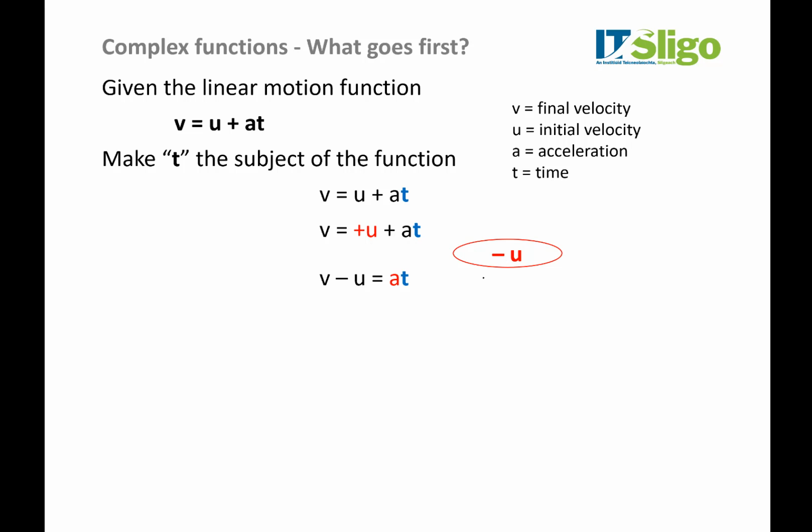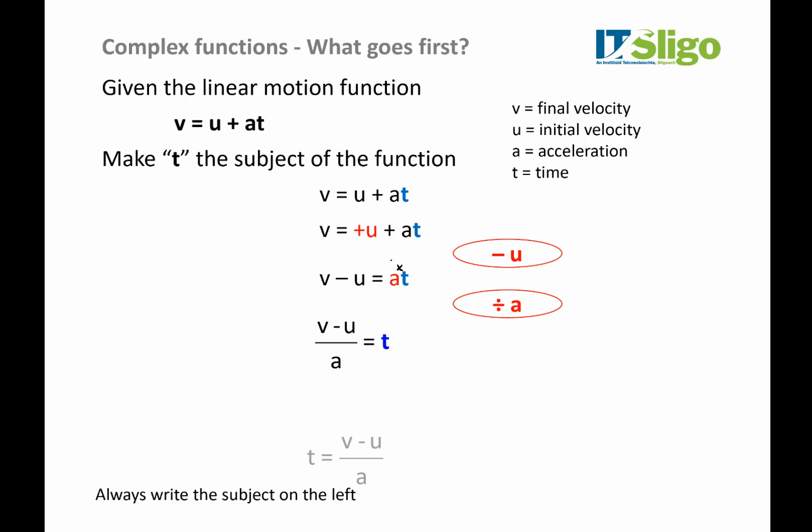Now we can see my subject is still in blue, and what I want to get rid of next is in red, which is a. A is joined on by multiplication. So to get rid of a, I need to divide both sides by a. Now t is on its own, which is what I want. Finally, always write the subject on the left, and this is my new function.